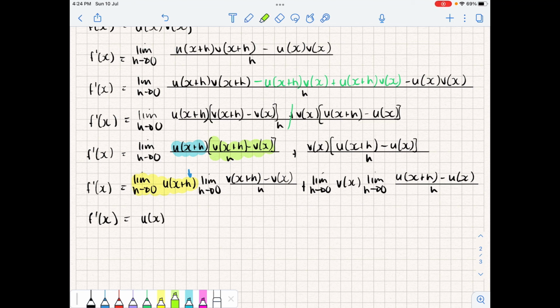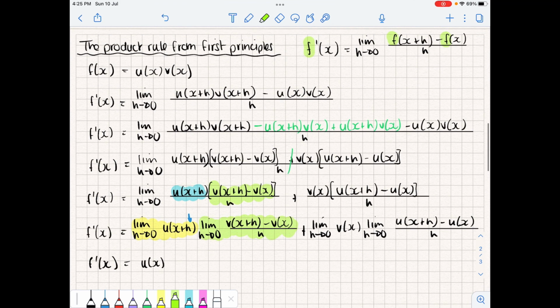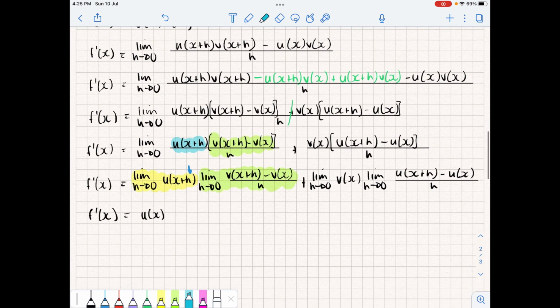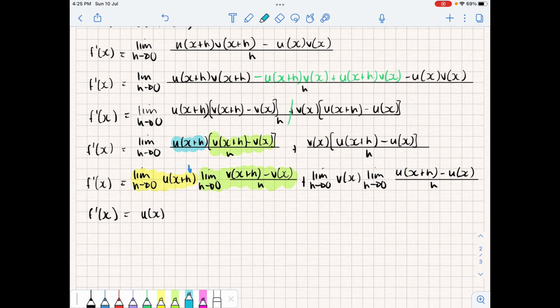Now the next one, as we have the limit approaching 0 of this, you'll notice that this is exactly the same as our formula for first principles. The derivative of f of x is equal to the limit of f of x plus h minus f of x, except this is just v. So what we've basically got here, the limit as h approaches 0, is the derivative of v. So we're multiplying by v dash x, so the dash, the derivative.